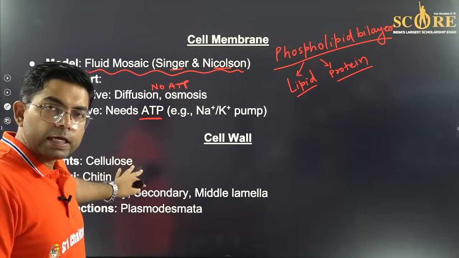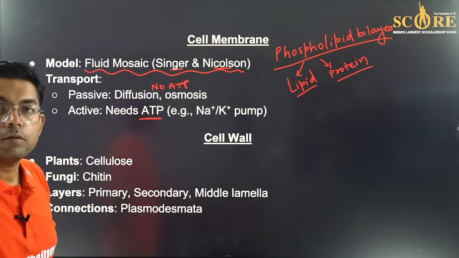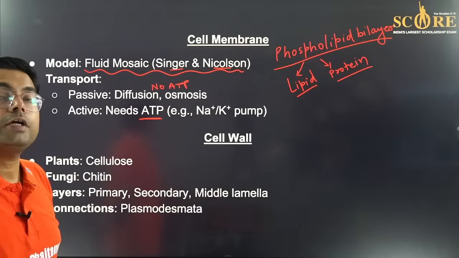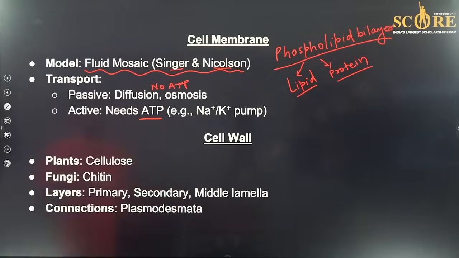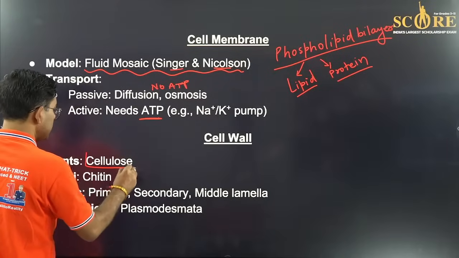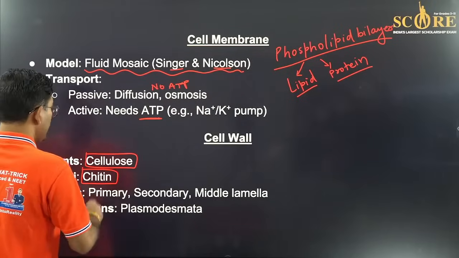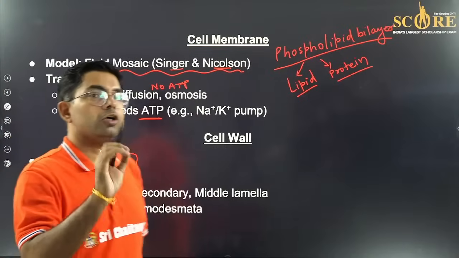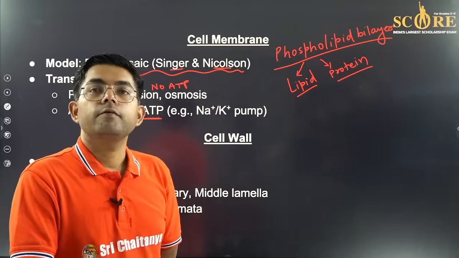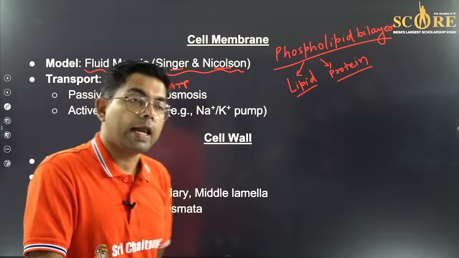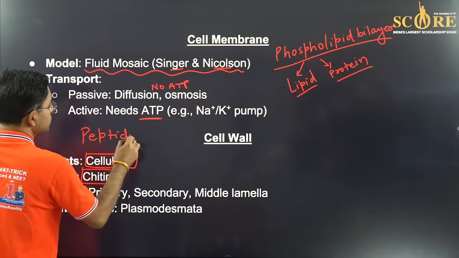Then cell wall, which may be present in some organisms. It is present in bacteria, and it is present in plant cell. Plant cell wall is made up of cellulose. In fungi it is made up of chitin, right? Now remember this, cell wall is not always made up of cellulose. Only plant cell wall is made up of cellulose. Fungal cell wall is made up of chitin, and bacterial cell wall is made up of peptidoglycan.